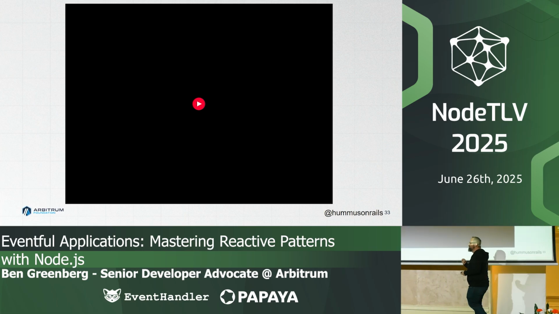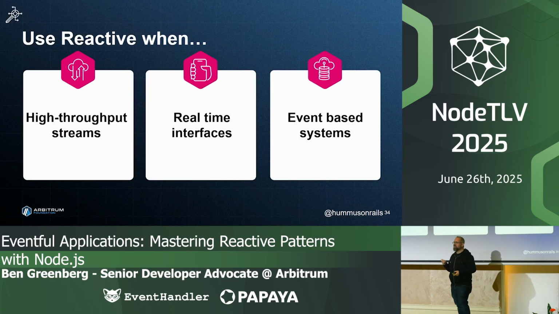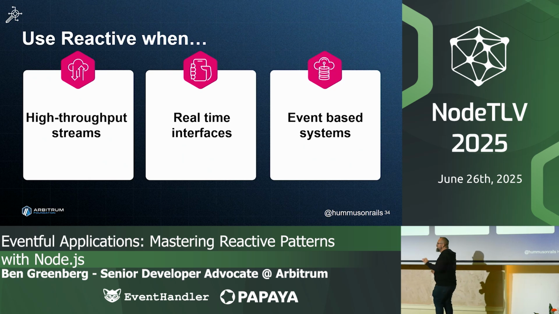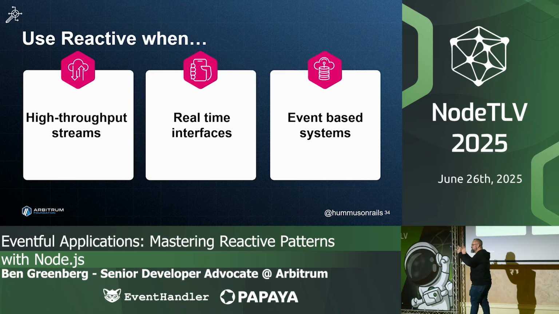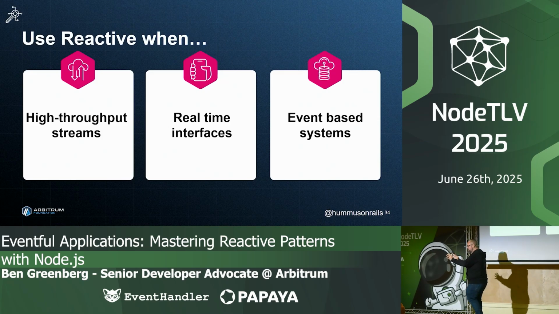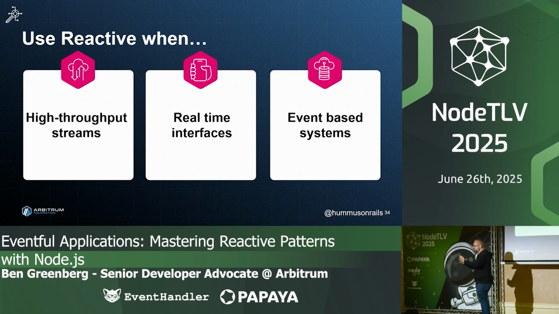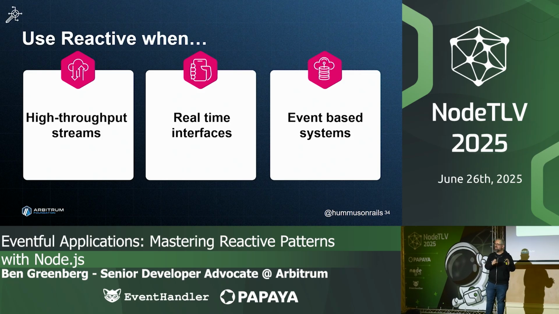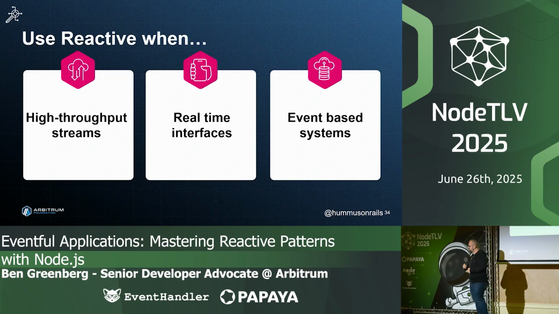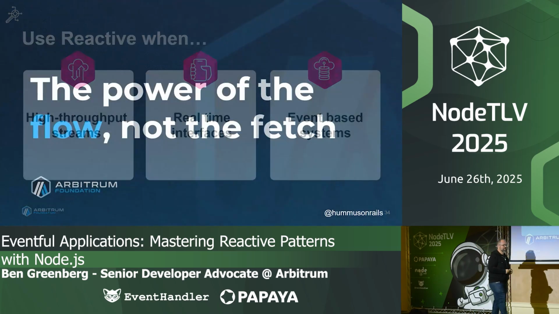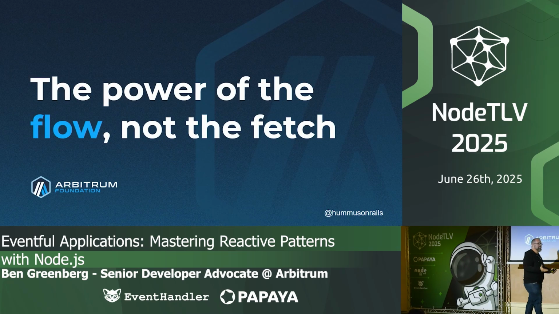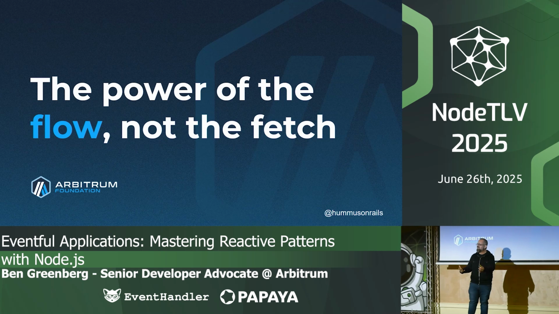You can start using this right away whenever you have the situation where your application is dealing with high throughput streams and event-based data. So think about that, right? Event-based data, high throughput streams, real-time interfaces. Those may be your clues that maybe I should look at reactive programming as a paradigm, as a model for how I either build or refactor my application. Because it's ultimately about the power of not fetching the data. That's what it's all about.